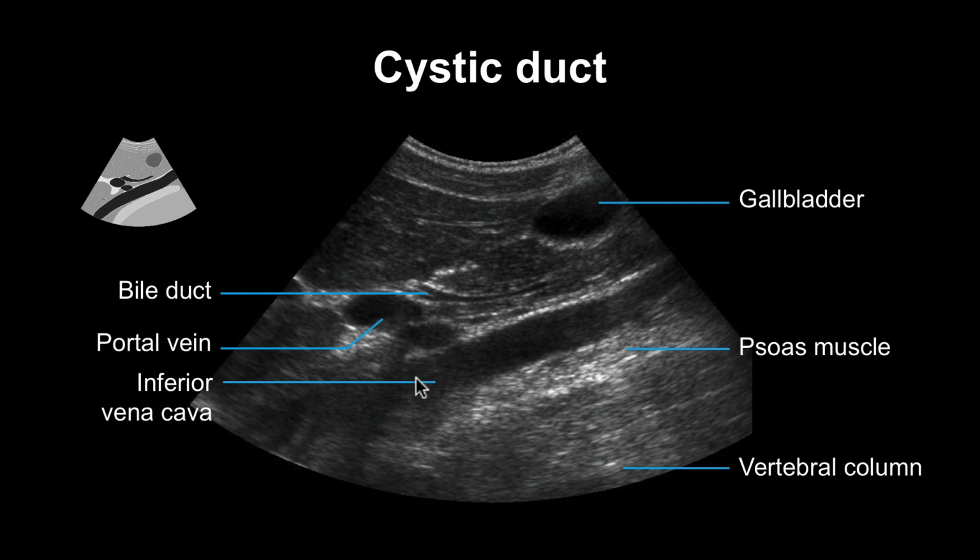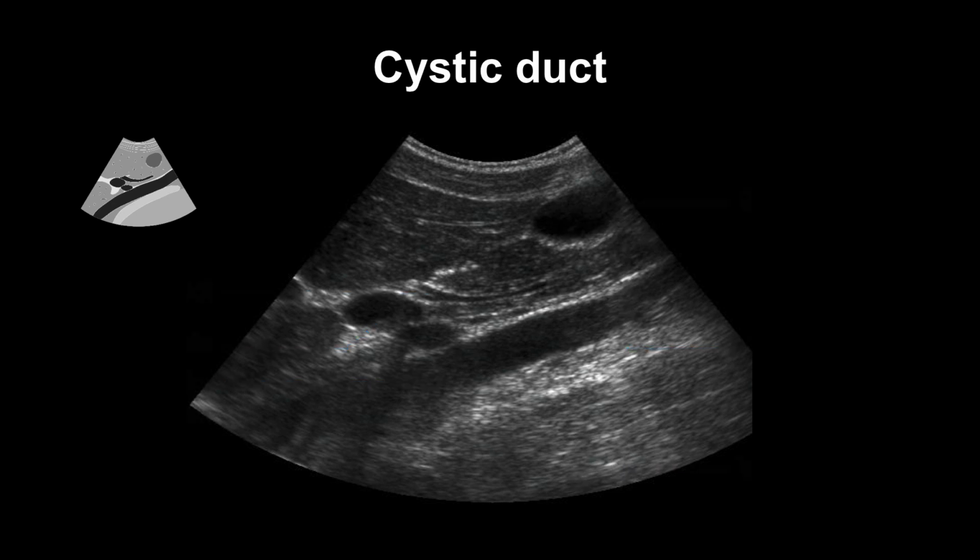We see the portal vein, the inferior vena cava here, the psoas muscle, the vertebral column, and the gallbladder. Take a second to take a good look at this image.